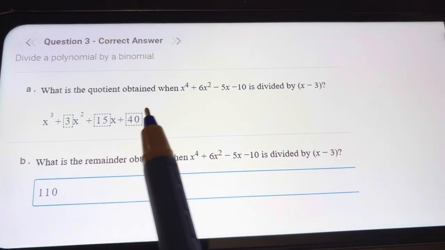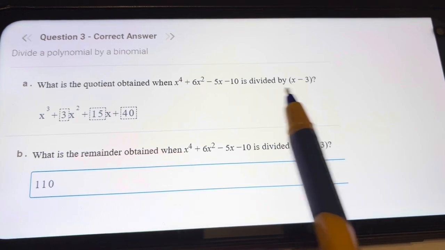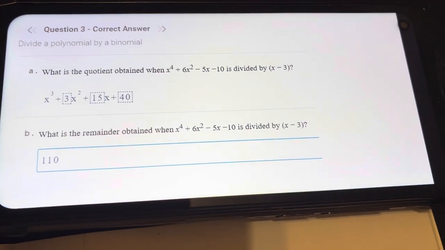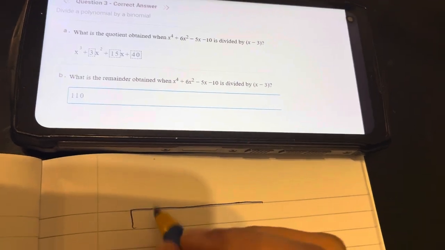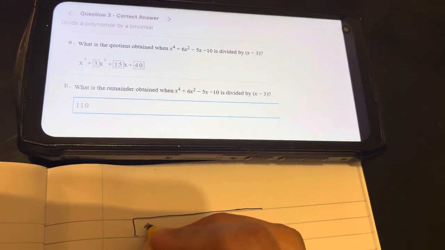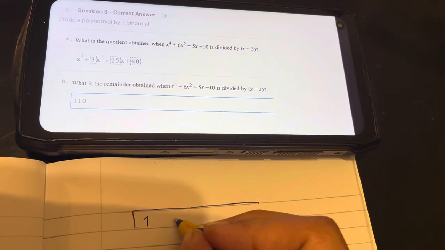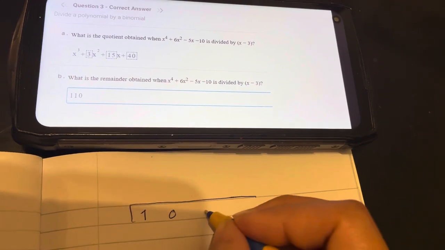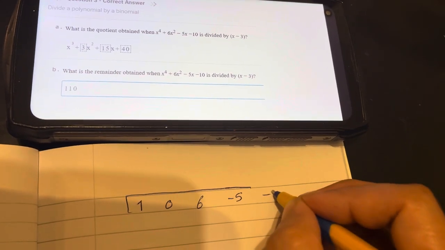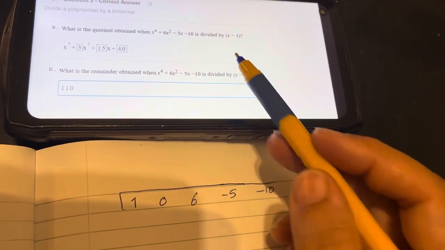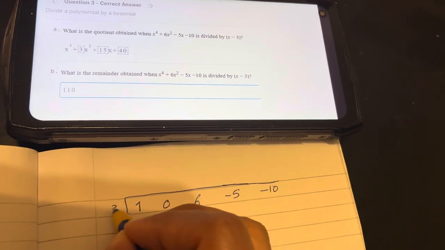Question 3, what is the quotient obtained when this is divided by this? So I will divide. The coefficient of x to the power of 4 is 1. The coefficient of x to the power of 3, or x cubed, is 0. X squared, 6. X, minus 5. And the constant is minus 10. I'm dividing by x minus 3, so your b is 3.